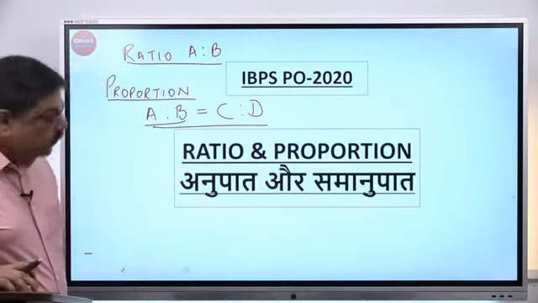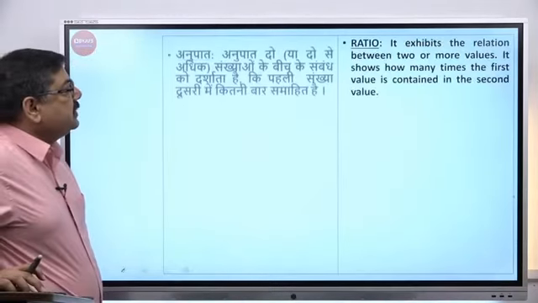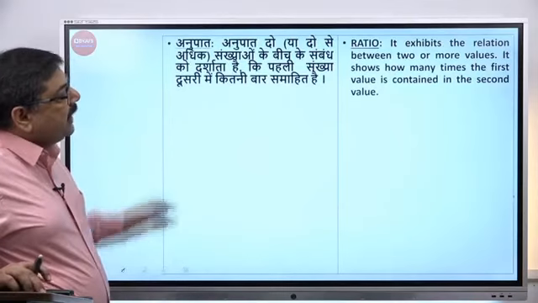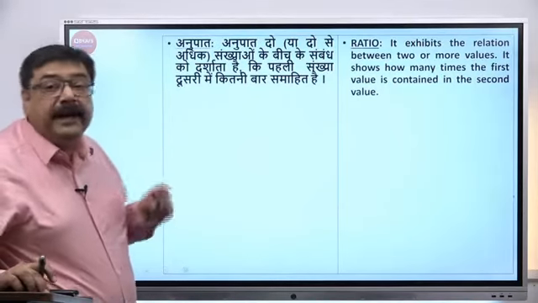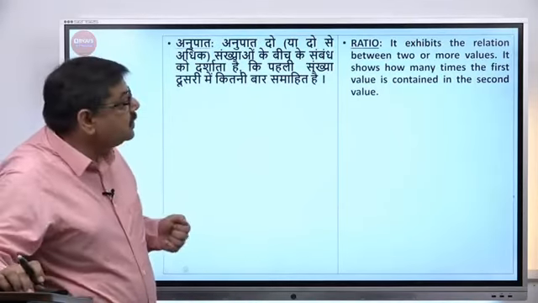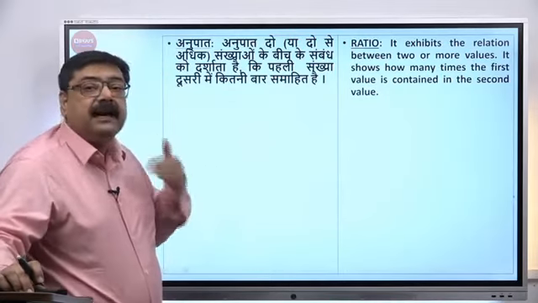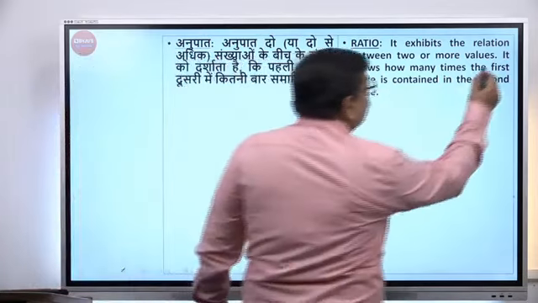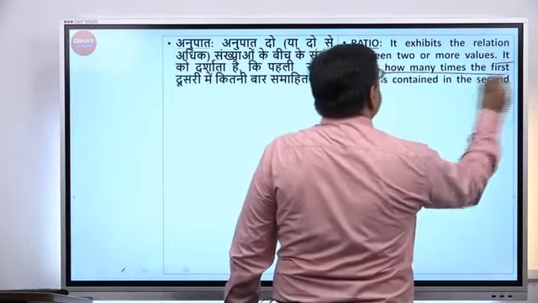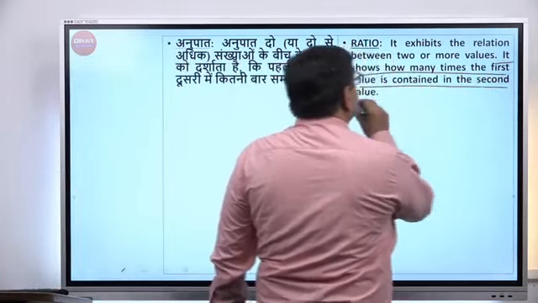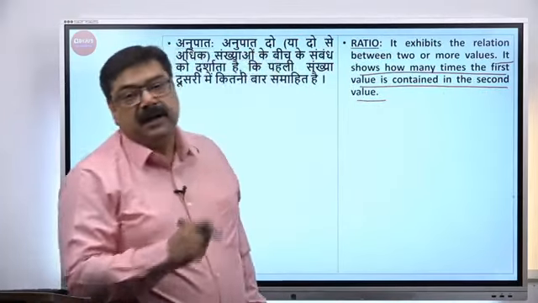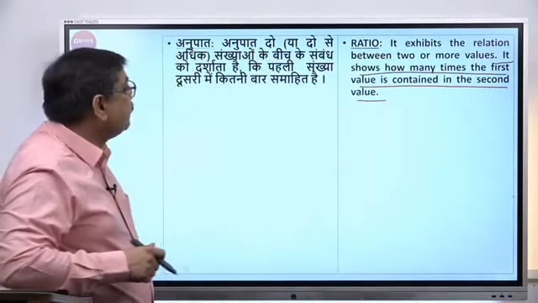So what ratio and proportion means? Let's have a look at it. Now ratio, it exhibits the relation between two or more values. It shows how many times the first value is contained in the second value. Now please notice this. It shows how many times the first value is contained in the second value. Now this is what is meant by this.